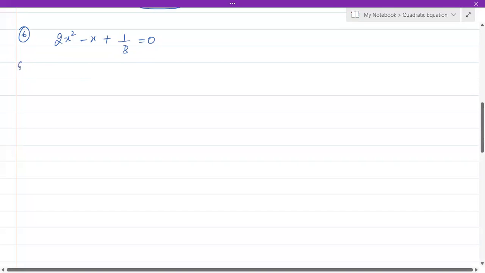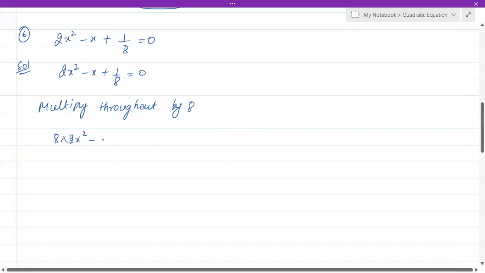So solution, let me take the question again. 2x square minus x plus 1 by 8 equal to 0. So the next step, multiply throughout by 8. So what happens? 8 into 2x square minus 8 into x plus 8 into 1 by 8 equal to 8 into 0. I'm multiplying each term by 8.